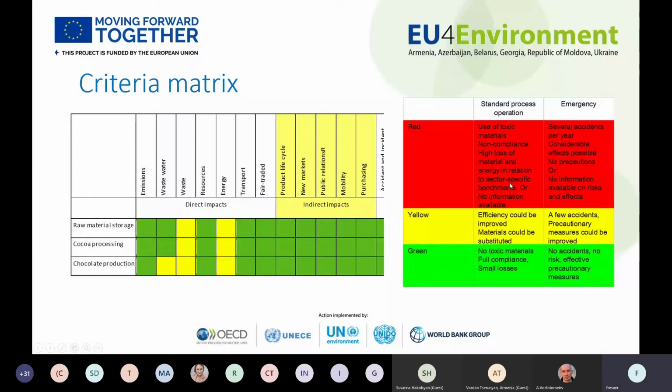And for the column accidents, incidents, criteria to put it into the red would be we regularly see accidents, considerable effects are possible, which means we would exceed our discharge limits, we would pollute the neighborhood, we would even put people in danger. This would mean red. Or if no information on risks and effects is available.